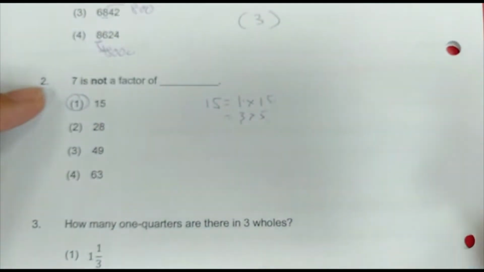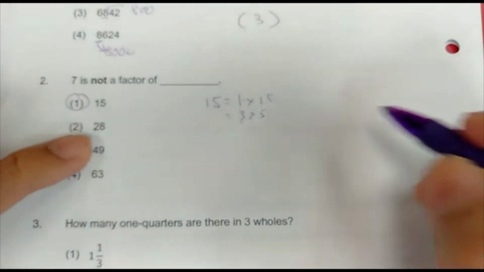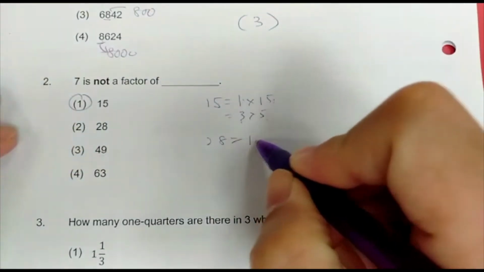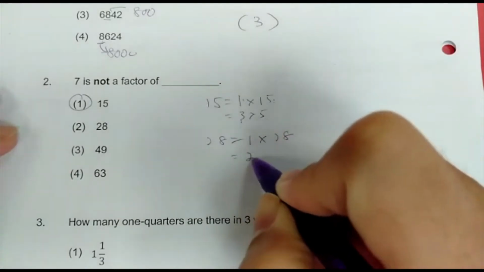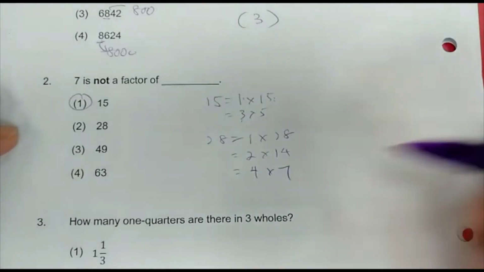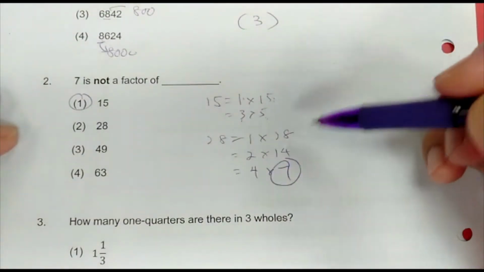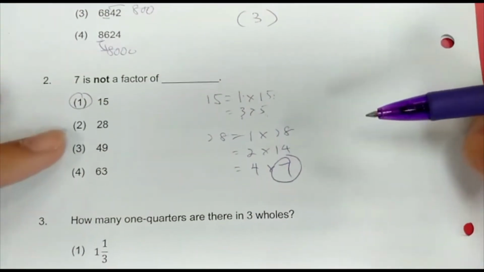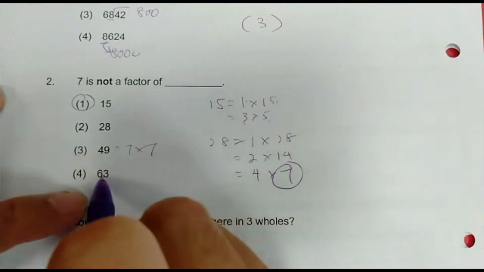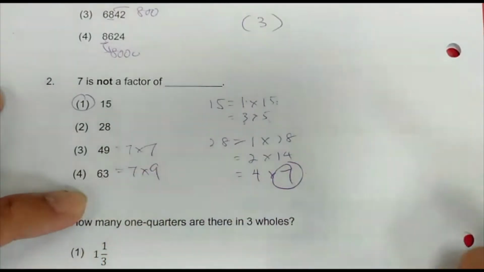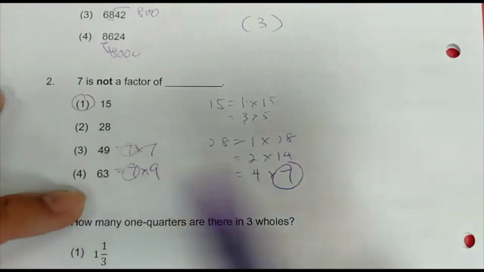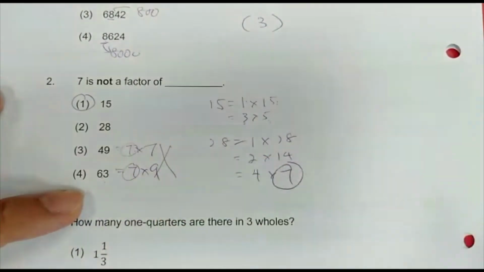Now, if you've chosen other answers, let me just go through one to show you. 28, for example. What are the factors of 28? That will be 1 times 28, 2 times 14, 4 times 7. And you can see here, 7 is a factor of 28. So that's why 2 is not the answer. Similarly, for 49, you have 7 times 7. Here you have 7 times 9. So 7 is a factor of each of these numbers. Therefore, they are not the answers.